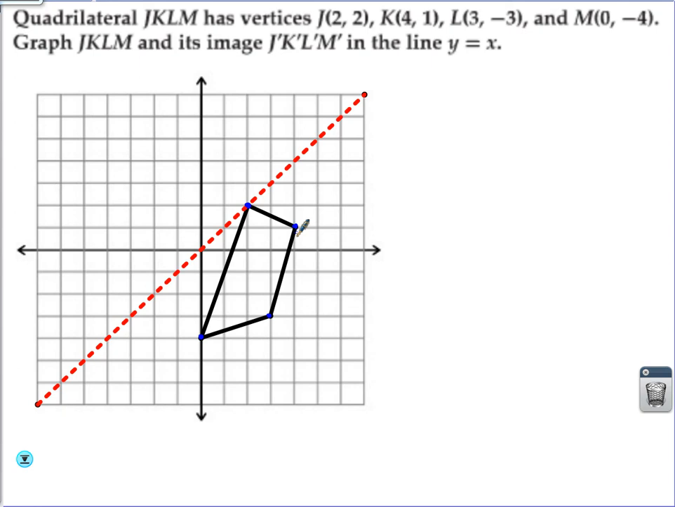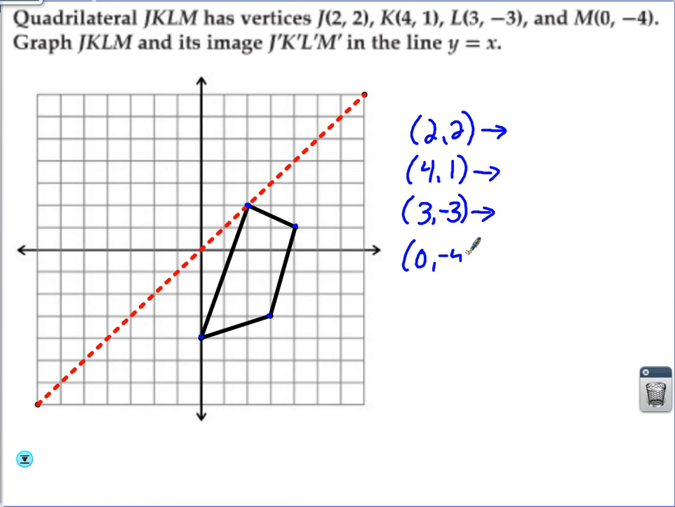we want to reflect this. 2, 2, 4, 1, 3, negative 3, and 0, negative 4. We want to reflect it across this line y equals x. Rise 1, run 1, rise 1, run 1. We want to reflect it across that line. And honestly, Vanessa, this rule is pretty easy. So I want you to do all 4 of them.